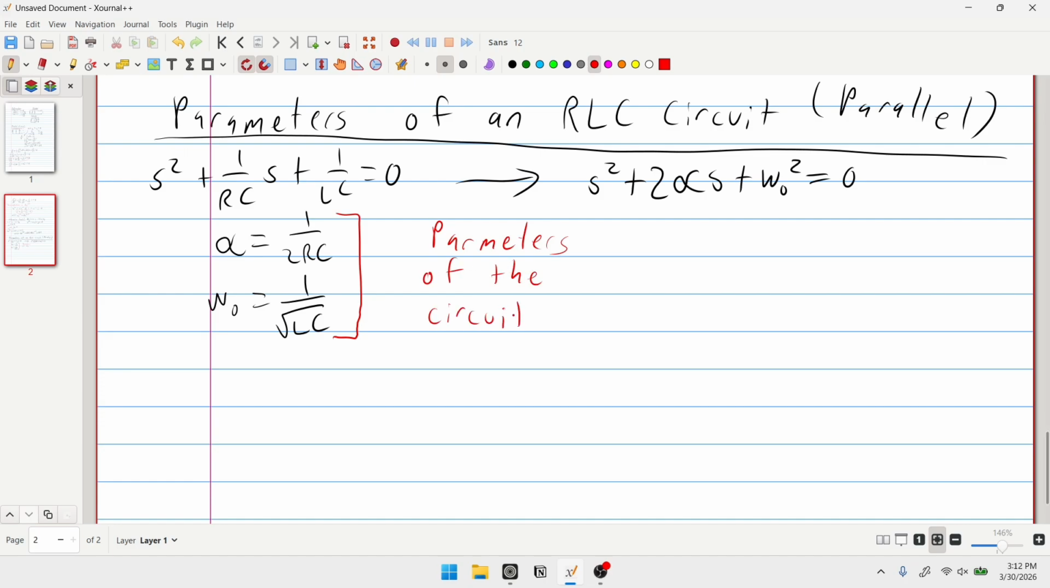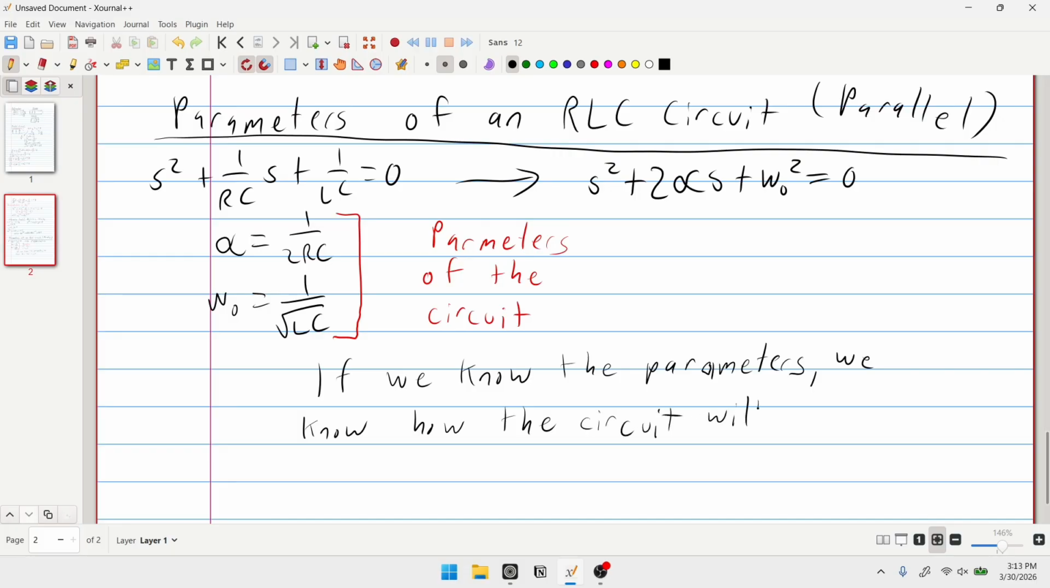And these are really important because if we know these parameters, we can know exactly how the circuit will behave, right? So if we know the parameters, sorry about my bad handwriting, we know how the circuit will behave, okay?